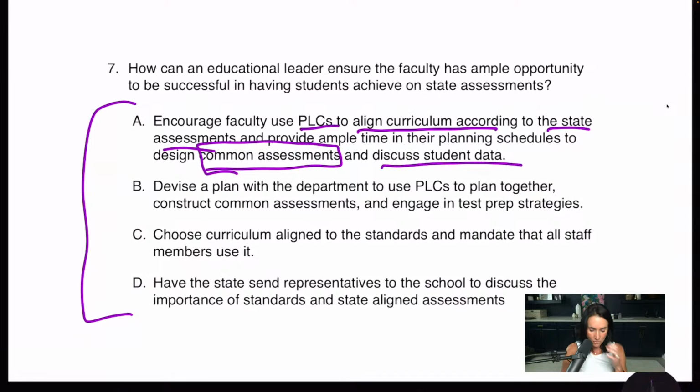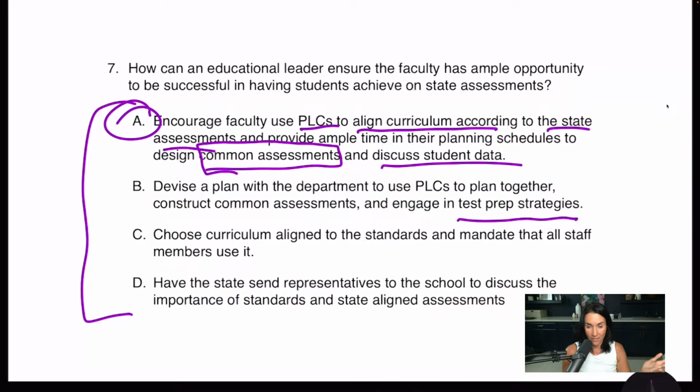I'm circling it, but let's discredit B, C, and D. Devise a plan with the department to use PLCs to plan together, construct common assessments, and engage in test prep strategies. That's where a good answer choice goes bad. Test prep strategies, even though they're super important and you should be putting them in your school, they're not the correct answer on this exam, because the position of district and school state leaders is that if you just teach to the standards, everything will be fine. We know that's not true.